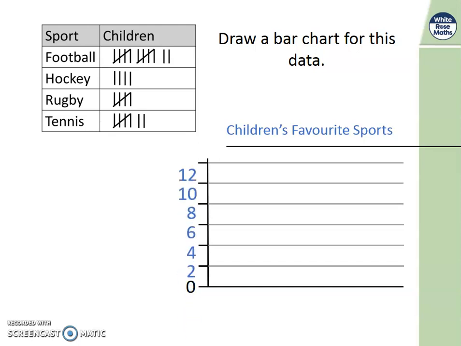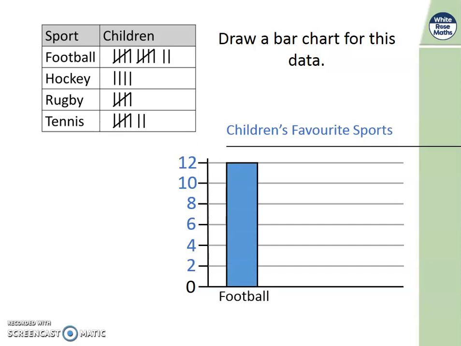Well, we can see the highest number is 12 for football. So again, we could go up in 2s. 2, 4, 6, 8, 10, 12. Then we need to plot it on. 12 for football. Hockey is 4.